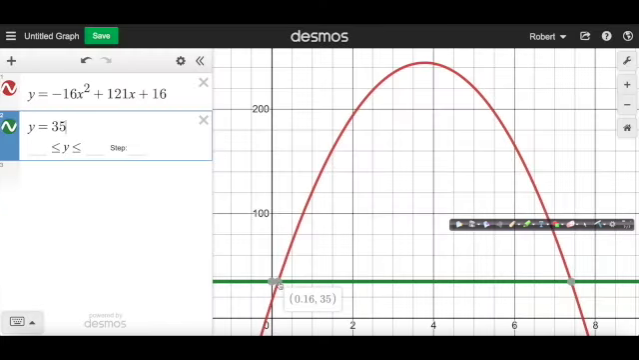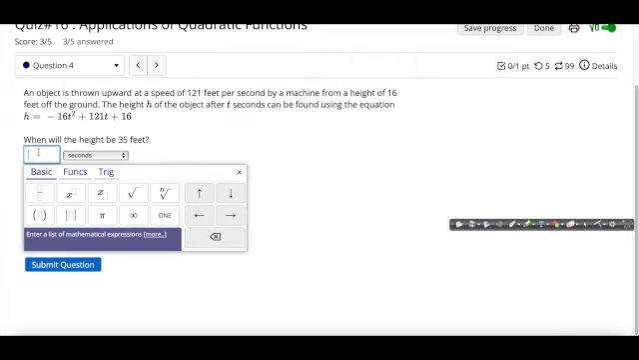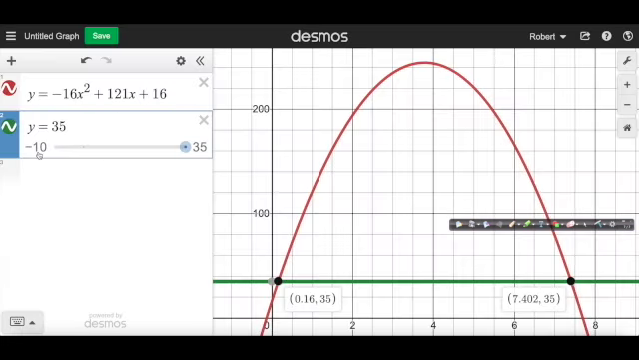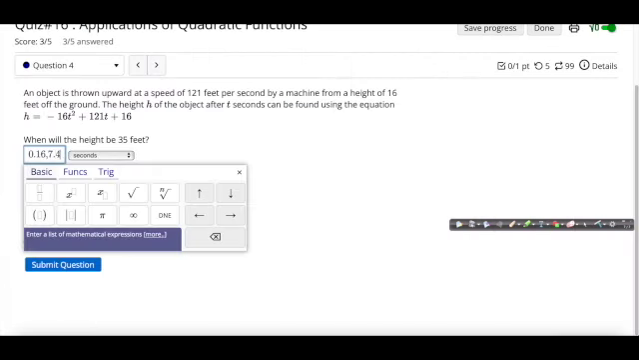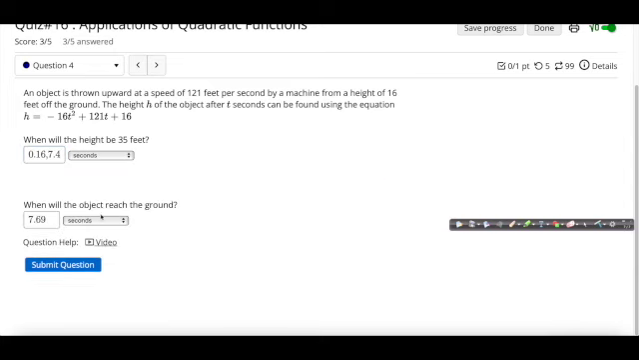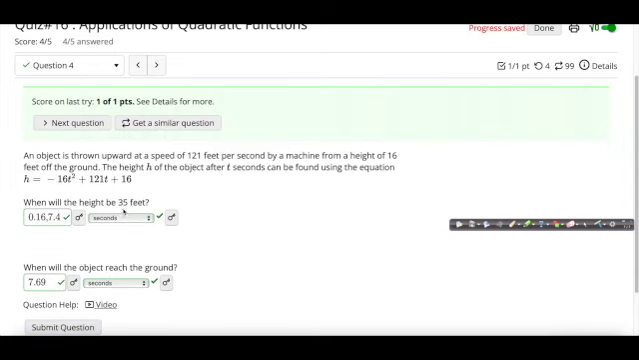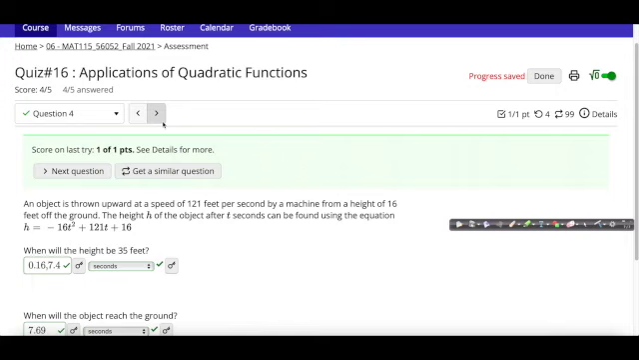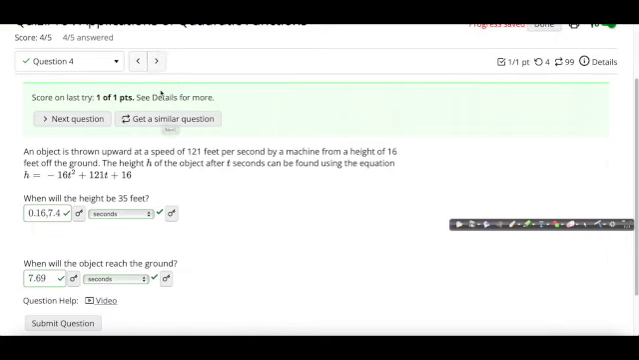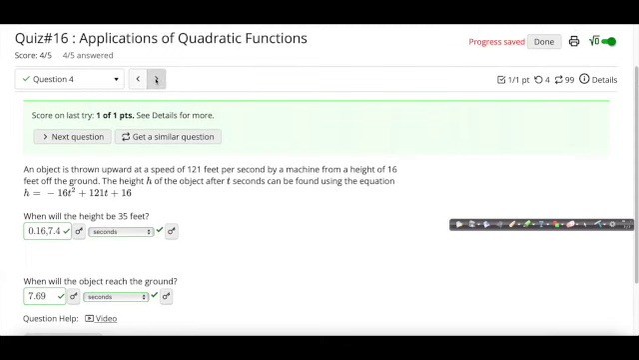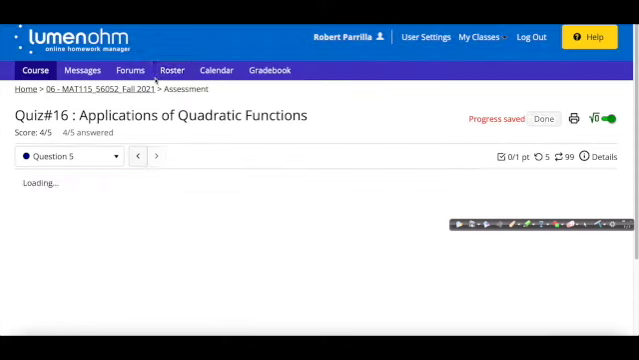It's going to happen here at 0.16 seconds. It's also going to happen here at 7.4 seconds. You want to put both. Okay, so this is going to be 0.16 comma 7.4, and that should do it for this problem. Hit submit. We got that right. I keep saying it, Desmos is way better for these exercises than the TI calculator. It's just a lot easier to use.